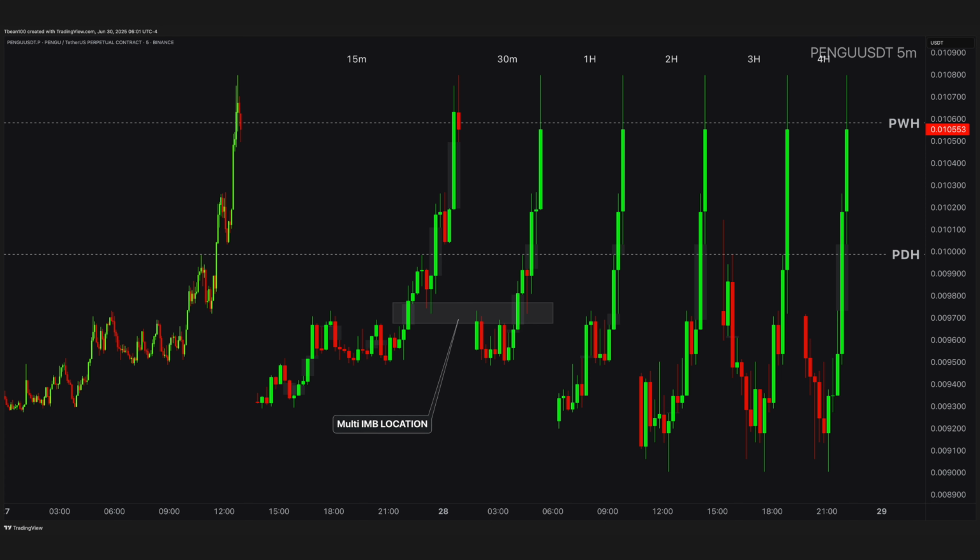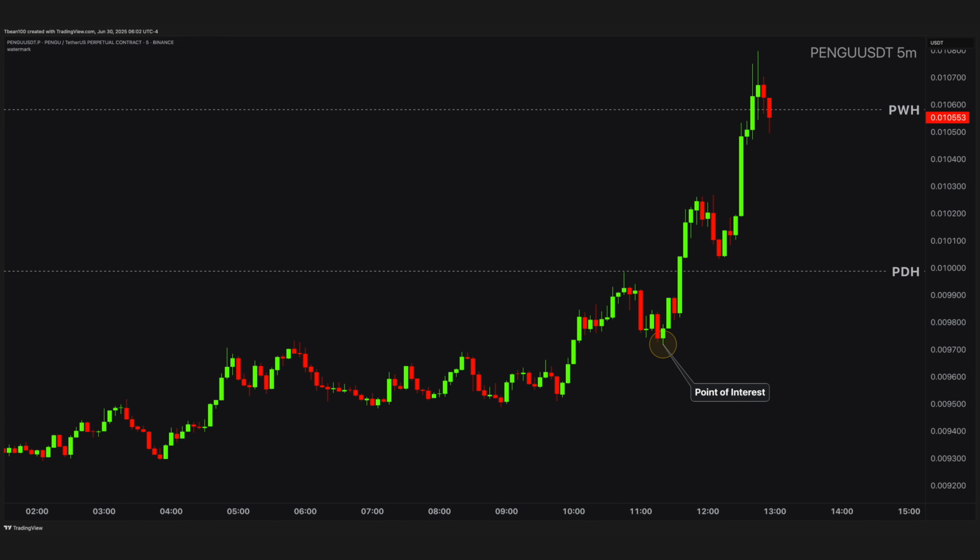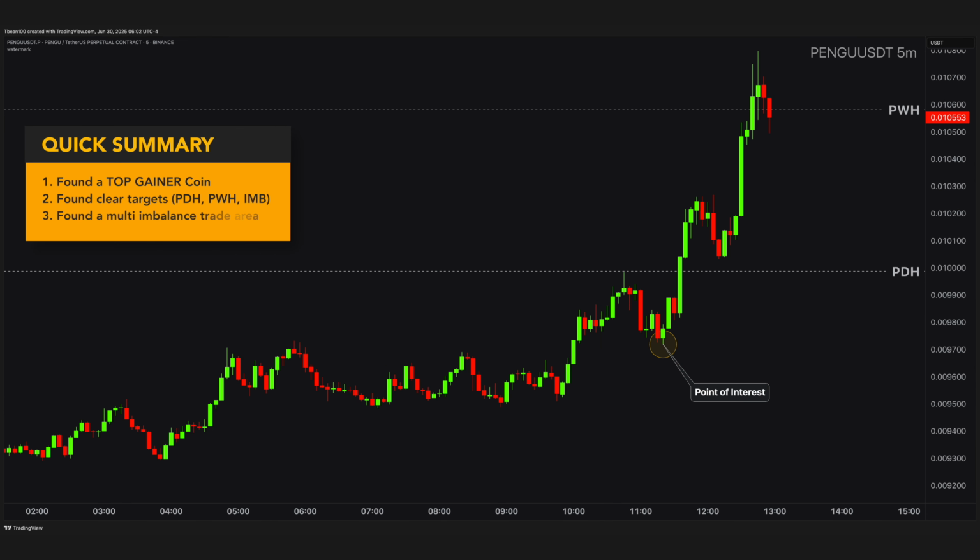Right before hunting the PDH, the previous day high, price makes this nice pullback into the multi-imbalance location. So this 5-minute area is the POI, the point of interest to look for trades. Okay, all clear. Let me repeat one more time.